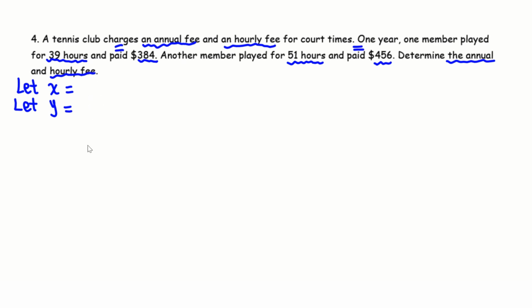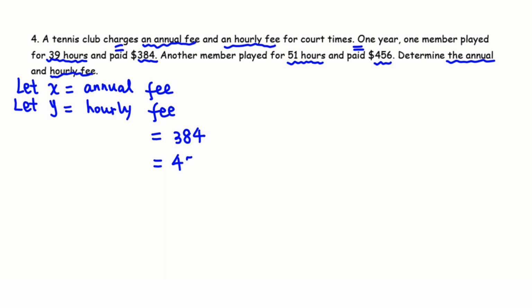Most of the time, what the question asks you is what you are going to introduce as a variable. So let x equal the annual fee and y equal the hourly fee. The total cost is your equal sign. One member paid $384, another one paid $456. So one member played 39 hours.